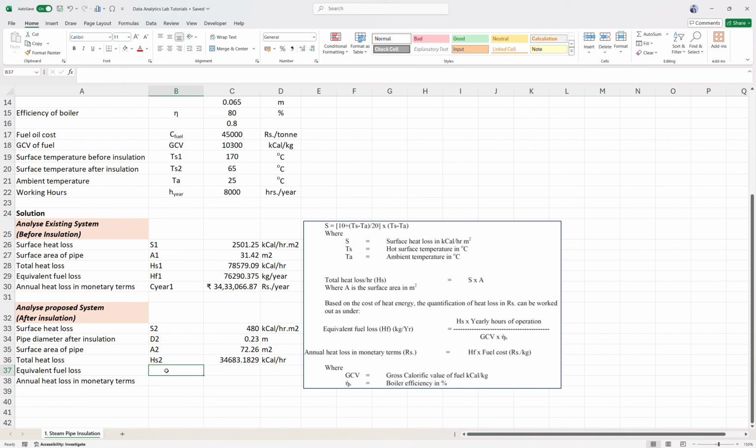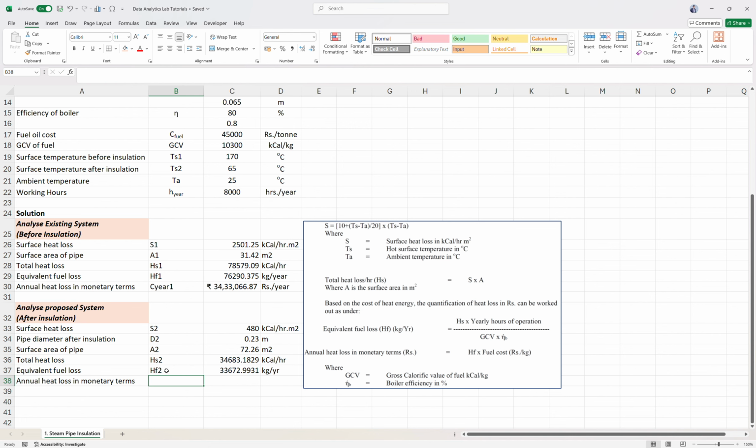So equivalent fuel loss, HF in the second scenario, we have the formula HS2 into hours of operation divided by GCV into boiler efficiency. So that is equal to whatever, opening the bracket, whatever is HS2 into hours of operation, we know how many are there, then divided by GCV 10,300 into efficiency of the boiler. We will take not 80% but 0.8. So tab, this is HF2, it is in kg per year.